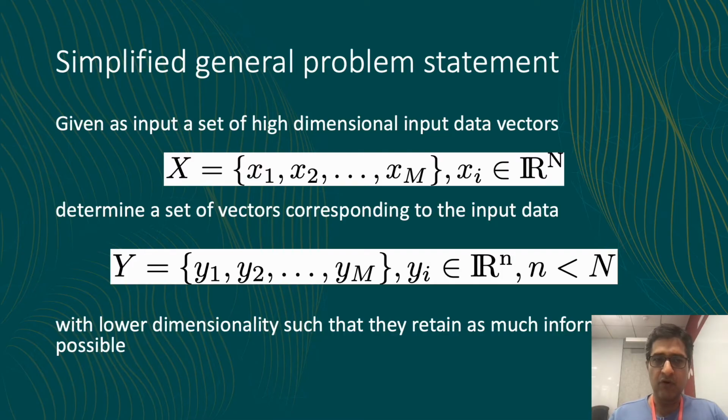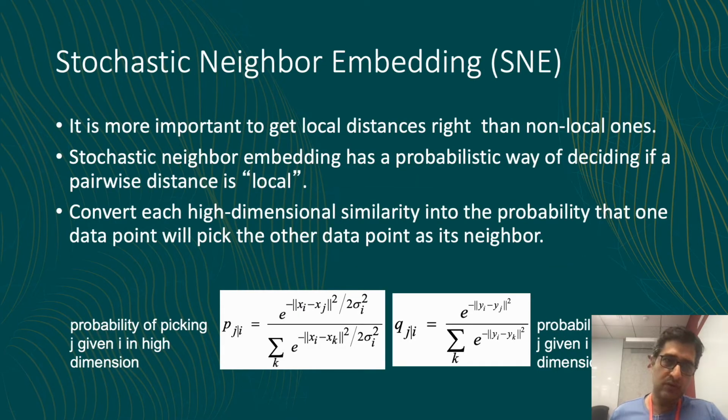But we want to make sure that the mapping from X to Y follows certain rules, or that the structure overall is maintained in going from X to Y. Okay. Now, the idea of the stochastic neighbor embedding overall is that we should get the local distances right. So if two data points are closer to each other in the high dimensional space, which is X, they should be closer to each other in the lower dimensional space, or Y.